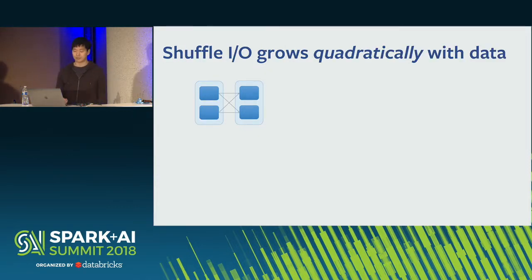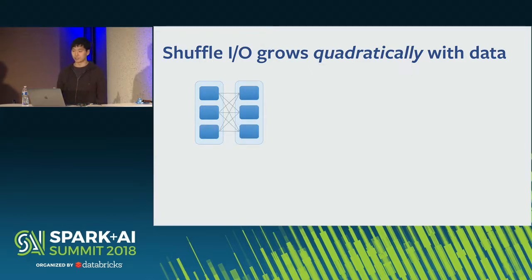Now, one problem that arises because we're doing shuffle I/O on disk is that the I/O actually grows quadratically with data. I'd like to illustrate exactly what I mean by this. First, here is a small job. Let's say it has 2 map tasks and 2 reduce tasks. The shuffle I/O you see is that each reducer has to read from each mapper, so you have 2 times 2 shuffle requests.